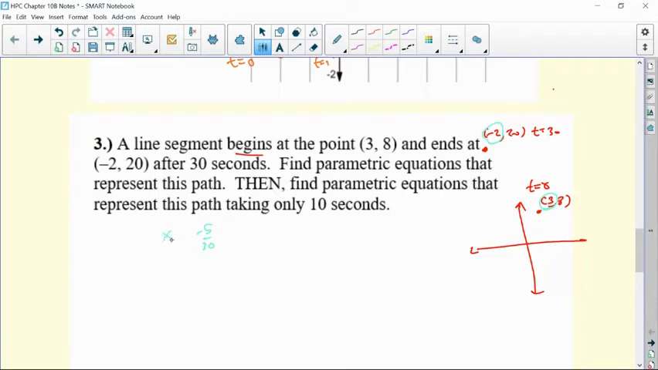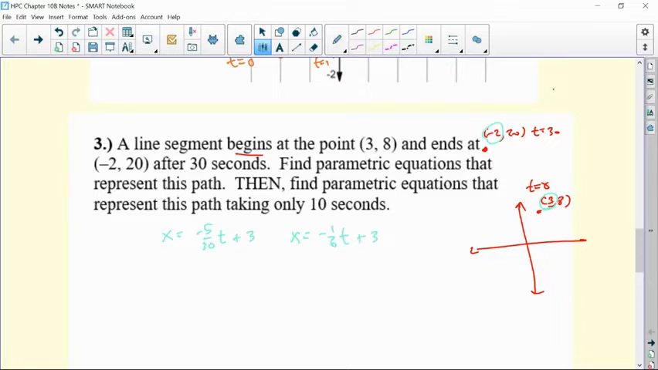And I'll call this x. Okay, so that ratio, that slope so to speak, is the change in x over the change in time, and the initial point when time is 0 was 3. So I'm going to create this linear function: x equals -5/30 t plus 3, and you could reduce that to just x equals -1/6 t plus 3.